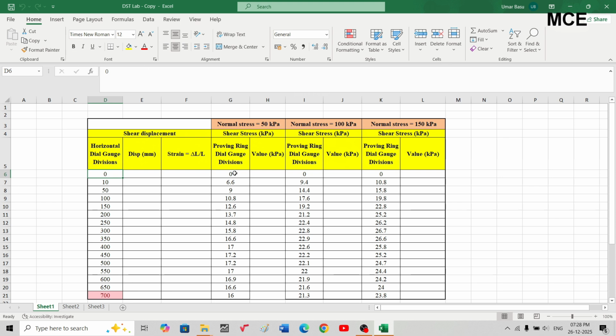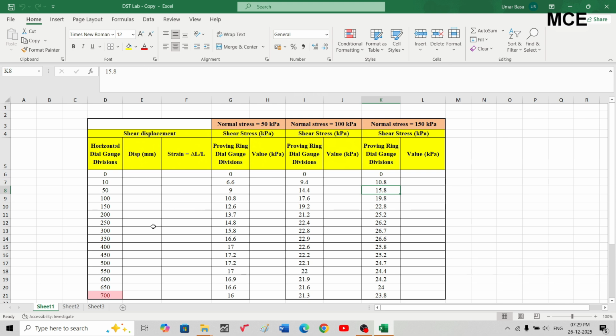You can see that at horizontal dial gauge division 0, for normal stress of 50 kilopascal, the proving ring dial gauge shows 0 divisions. For 10 it shows 6.6, for 50 it shows 9, and similarly for the rest of the values for 50 kilopascal. Similarly, for 100 kilopascal, at horizontal division 0, the proving ring reading is 0. For 10 it's 9.4, for 50 it's 14.4. And for 150 kilopascal, at 10 it's 10.8, at 50 it's 15.8.